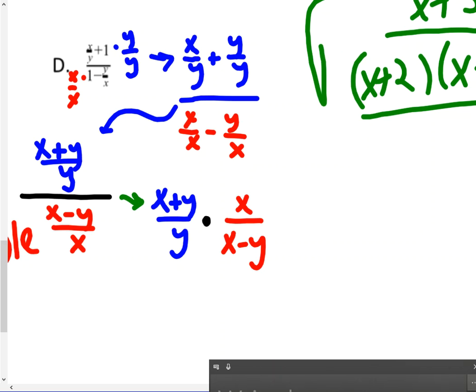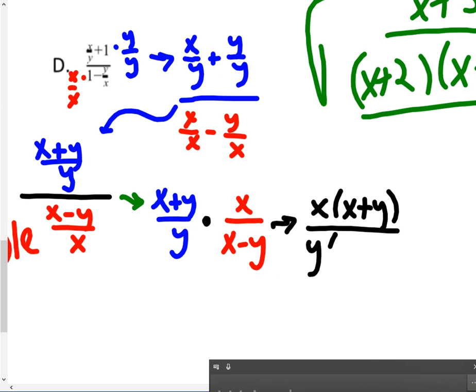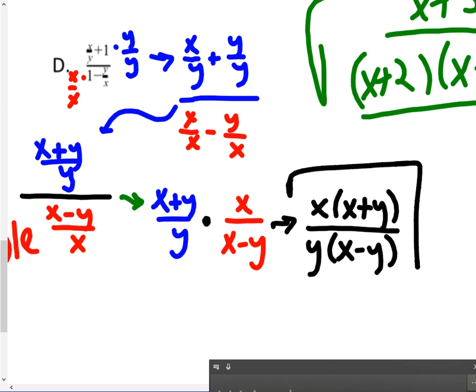Let's just multiply these out. Multiplying fractions, we just multiply the numerators together and the denominators together. And I'm just going to keep it in factored form because we like factored form because oftentimes things will cancel. In this case, we get x times the quantity of x plus y over y times the quantity of x minus y. Nothing is canceling. That's okay. We still simplified our answer.